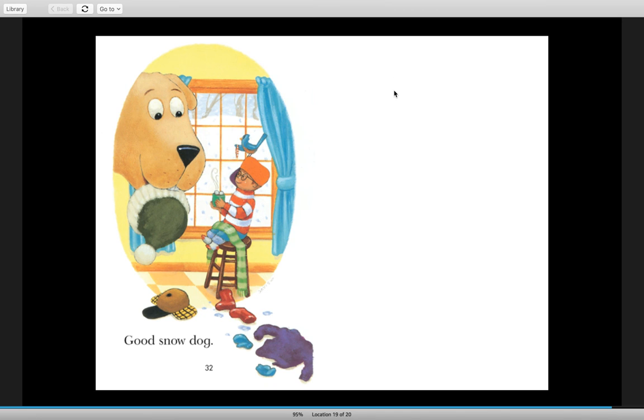Okay, so when you are reading today, I want you to spend some time thinking about how the pictures can help you figure out the words in your reading.